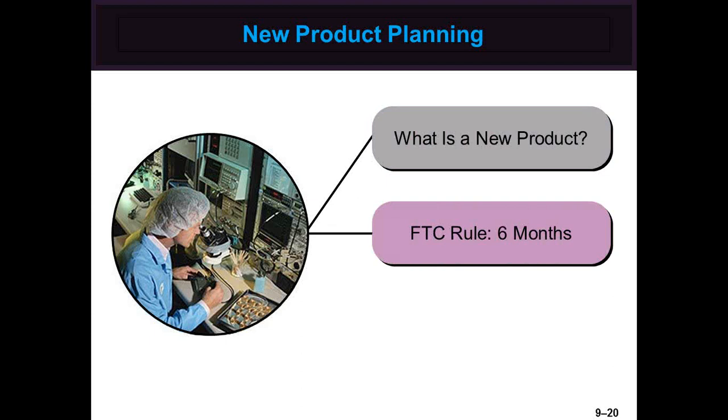The Federal Trade Commission, the FTC, is the federal government agency that polices anti-monopoly laws. The Federal Trade Commission says a product is new only for 6 months. In the FTC's view, a new product must be either entirely new or changed in a fundamentally significant or substantial respect.